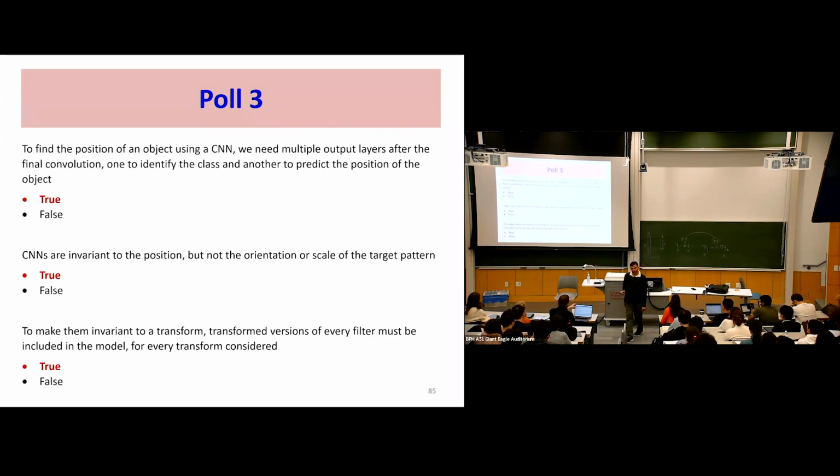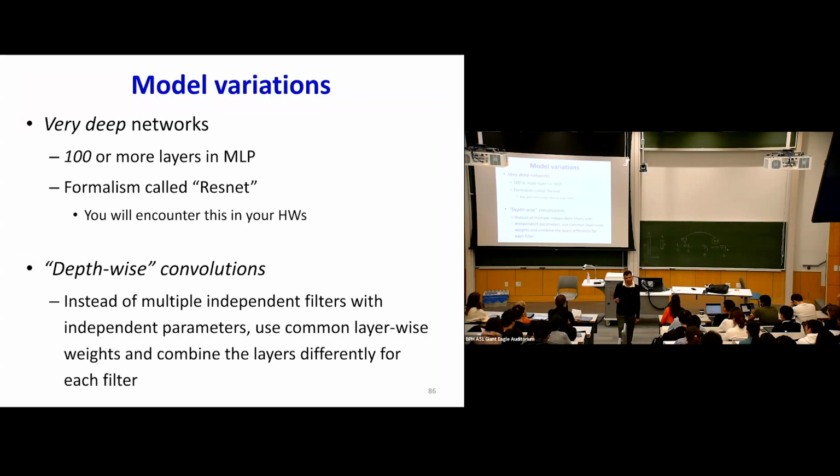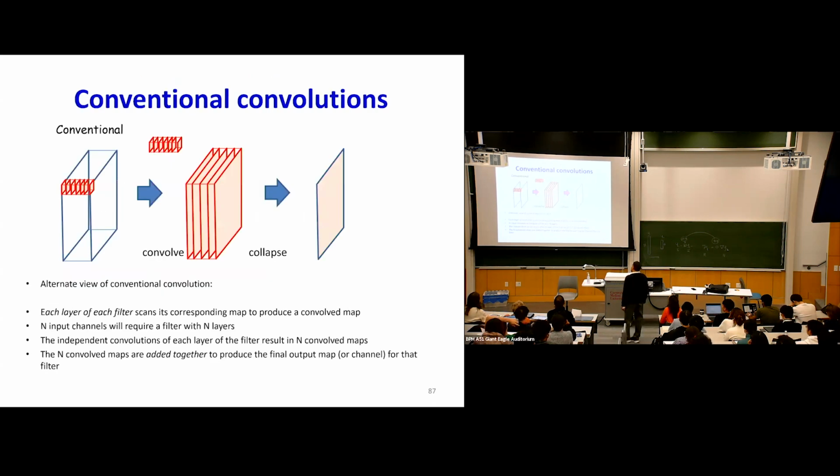So this was easy. Now, there are many variations, very deep networks, 100 or more layers in an MLP. This is a formalism called a ResNet. You'll see this in your homeworks. Depth-wise convolutions. Depth-wise convolutions are an interesting case because they take the shared parameter concept to the next level. So let's take a look at depth-wise convolutions.